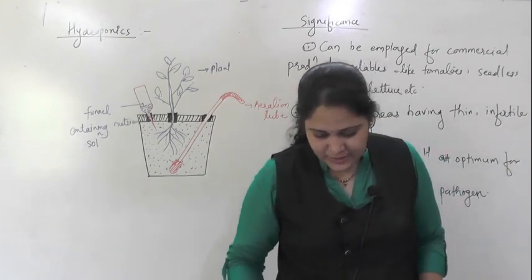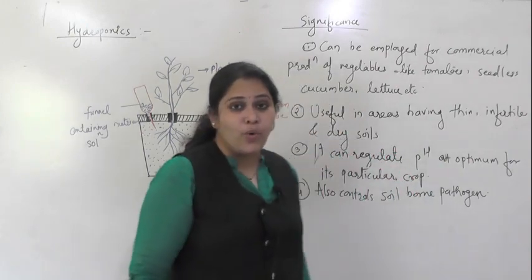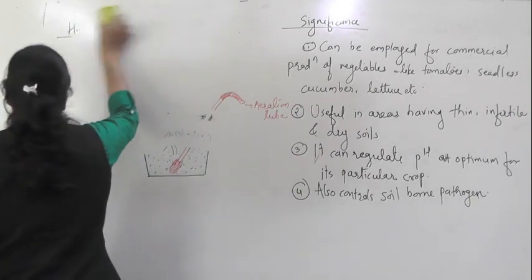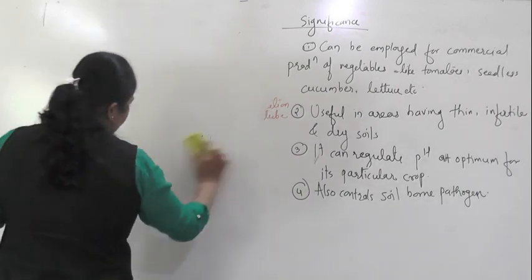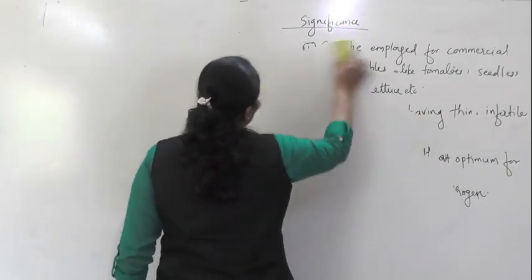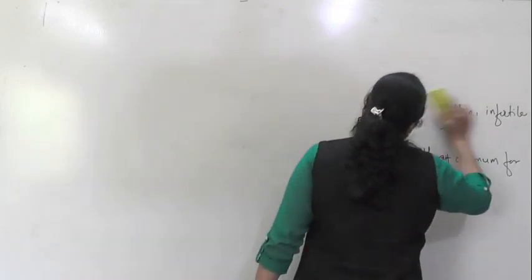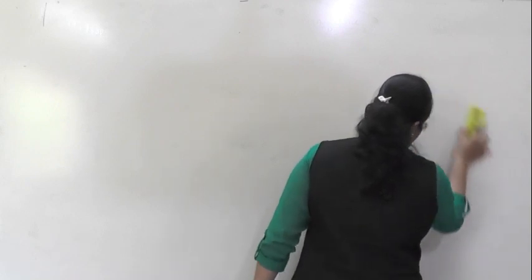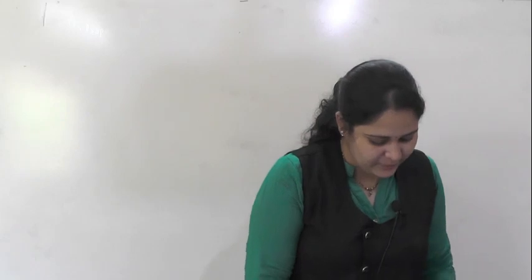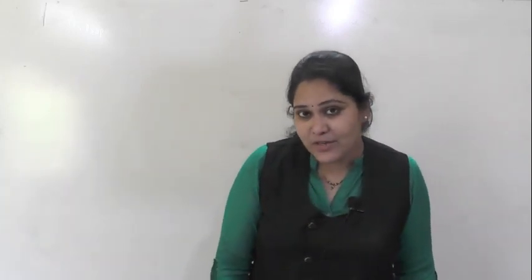Now let's discuss the next point, that is the essentiality of minerals. As I told you, how will we come to know whether a particular element is essential or not? There are some criteria. If all these criteria are applicable to a nutrient, that nutrient is said to be an essential nutrient. So this is known as essentiality of mineral nutrients. How to determine the essentiality?